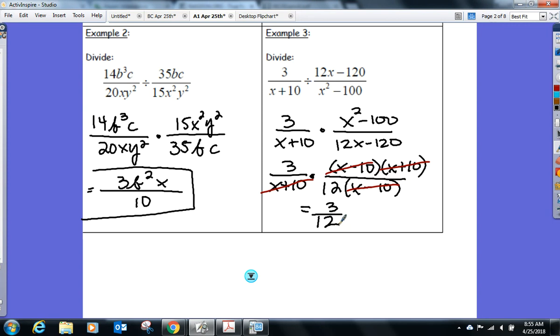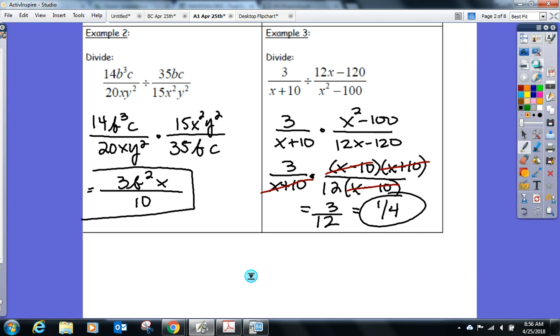Okay, that's my point I was trying to get at yesterday. Who cares if you don't simplify everything at first? I don't care. All right, I'm not grading you on that. It's the fact that your final answer is totally simplified. So that should be 1/4. Okay, questions?